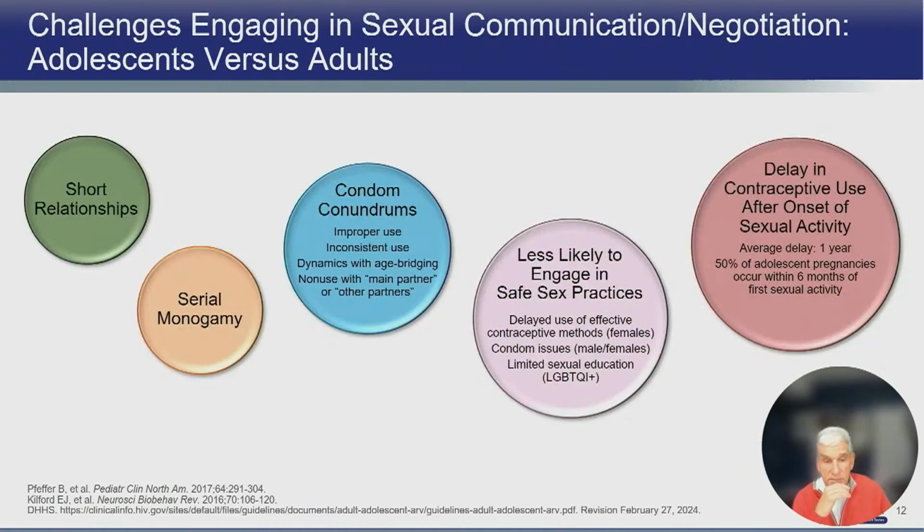The challenges in communication are people have short relationships, they have serial monogamy, they're not sure how to get condoms. Because of their discomfort, they're less likely to be involved in safe sex because of access issues and being able to talk about things. There can be an average delay of a year before they get any contraception. Adolescents are an underserved population, yet one of the leading edges of new infections for HIV.